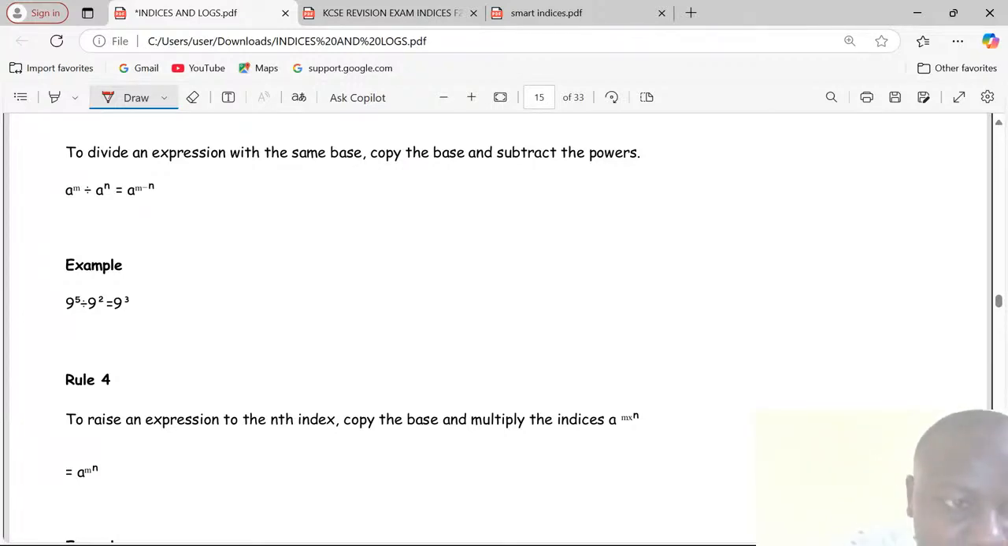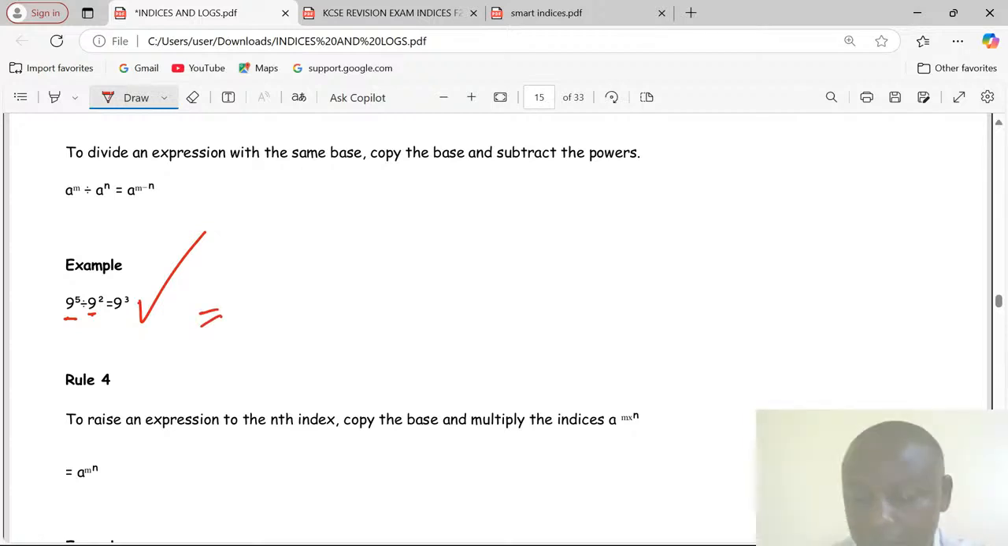9 power 5 divided by 9 power 2. So it will simply be 9 raised to the power of 5 minus 2, which is 9 power 3. And that simply becomes the answer. Though you can still compute the value of 9 power 3, 9 cubed, that is, it will be 729.